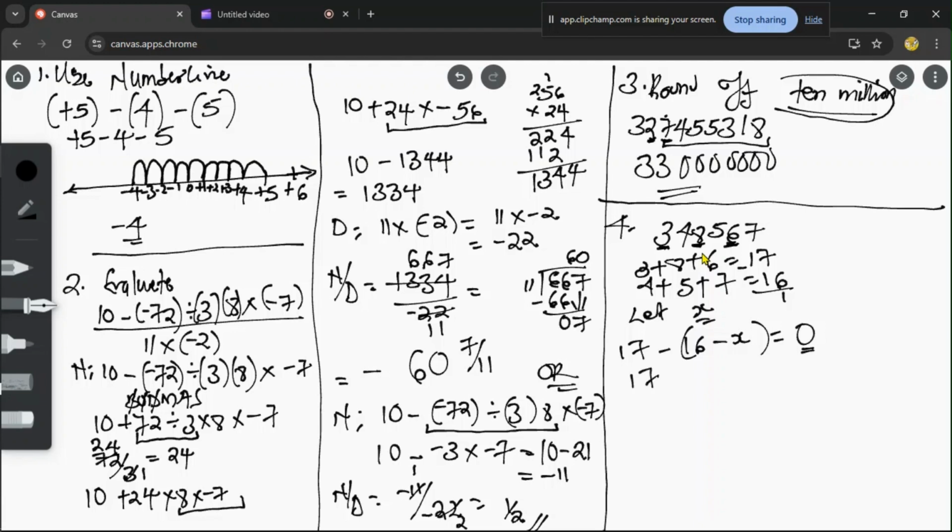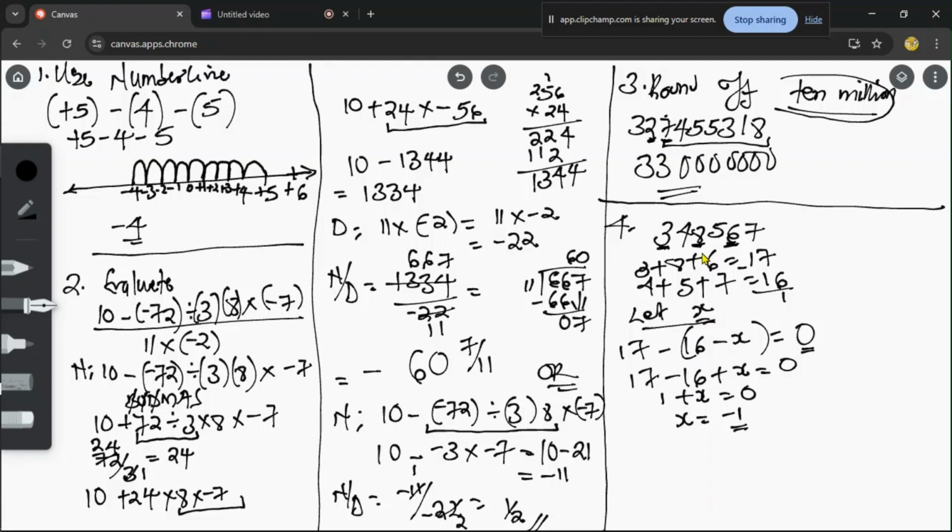So 17 minus 16, then negative becomes positive, minus x is equal to 0. This is the same as 1 plus x equals 0. Therefore, x is equal to negative 1. So this is the number that should be subtracted from this to make it divisible by 11. Let the number be x, subtracted so that the final answer is 0, and now it is divisible by 11.